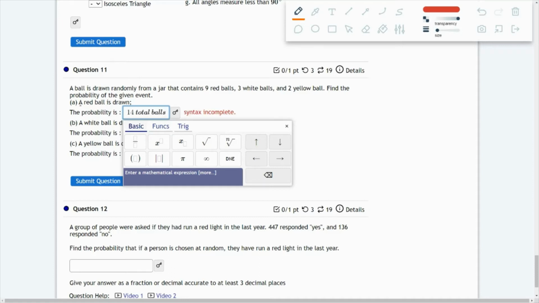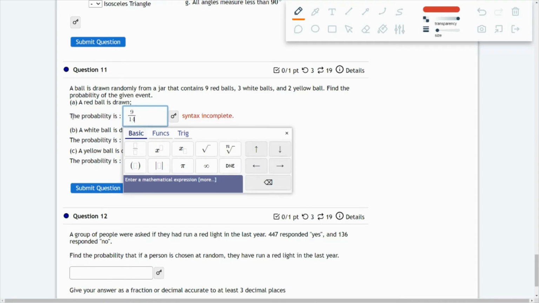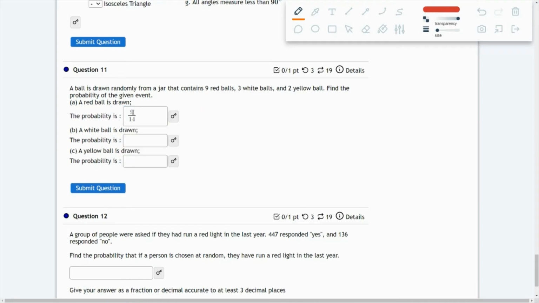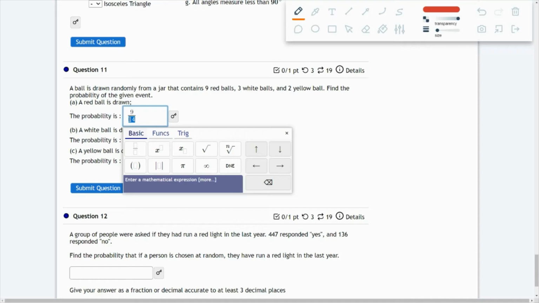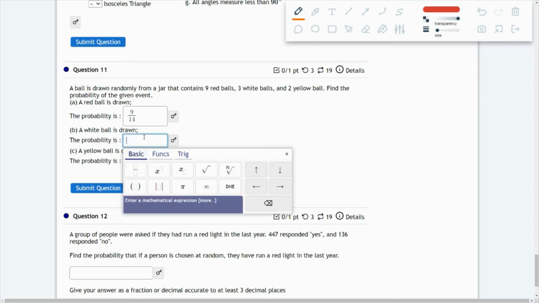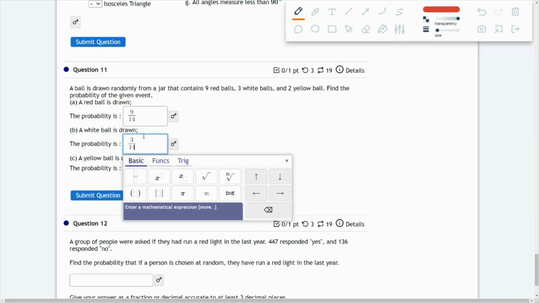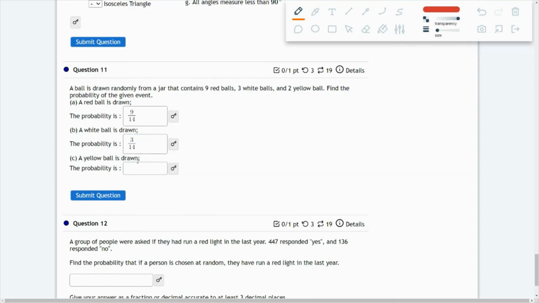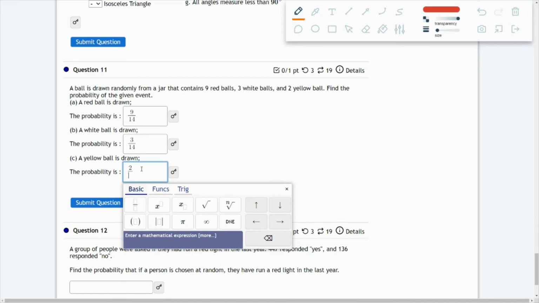But then I need to find the probability that a red ball is drawn. Well, how many red balls do I have? I have 9, right? So my probability, I can write it as a fraction, is 9 over 14. There's 9 total red balls over the total amount of balls in the jar. Okay. For the white ball, I have 3 white balls, but I still have the same amount of total balls. And so I would do 3 over 14 there. And then lastly, I have yellow balls. I have 2 out of 14.